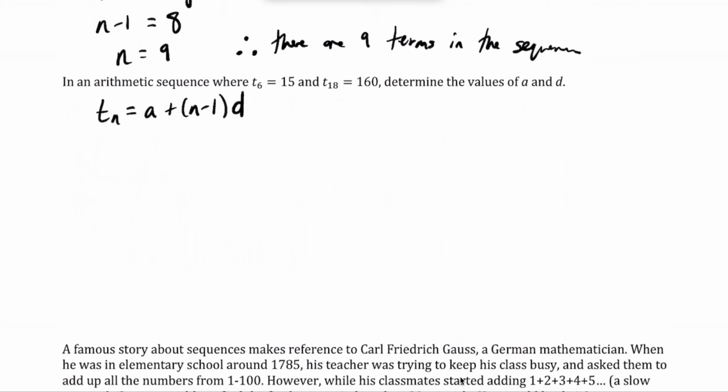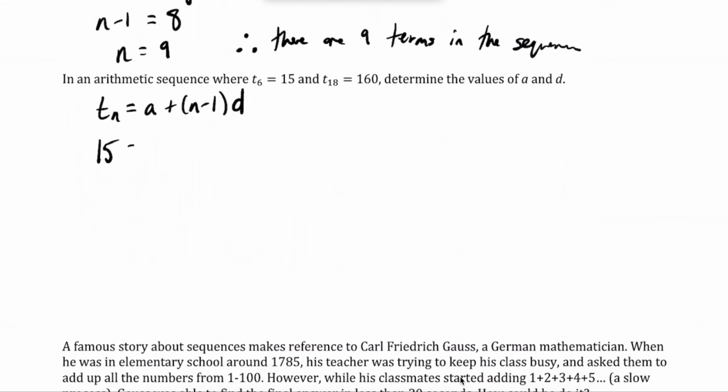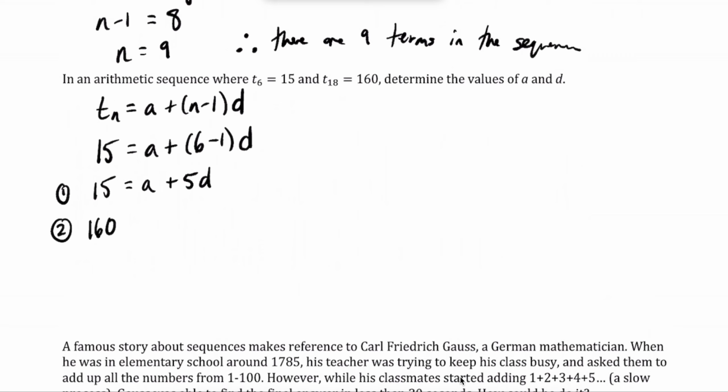So in this case, I know T6 is 15. So I know that when n is equal to 6, Tn is equal to 15. So I'll go ahead and sub that in. I don't know the value of A and I don't know the value of D. So this is giving me the formula 15 is equal to A plus 5D. Let's call this equation 1. And for equation 2, T18 is 160. So that'll be A plus 17D, where I'm doing my n minus 1 of 18 minus 1 to give me that 17.